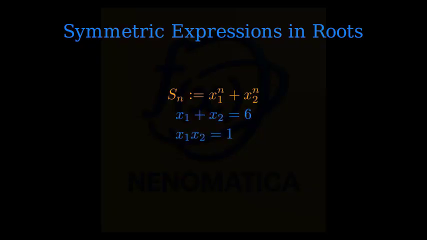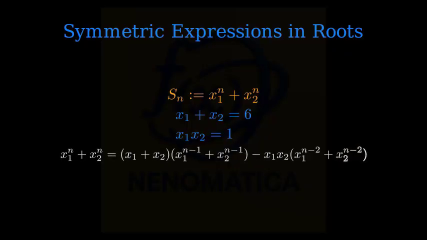From Vieta's formulas, we immediately get the sum x sub 1 plus x sub 2 equals 6, and the product x sub 1 times x sub 2 equals 1. These two facts will drive everything we do next. Now we derive a simple recurrence for s sub n.